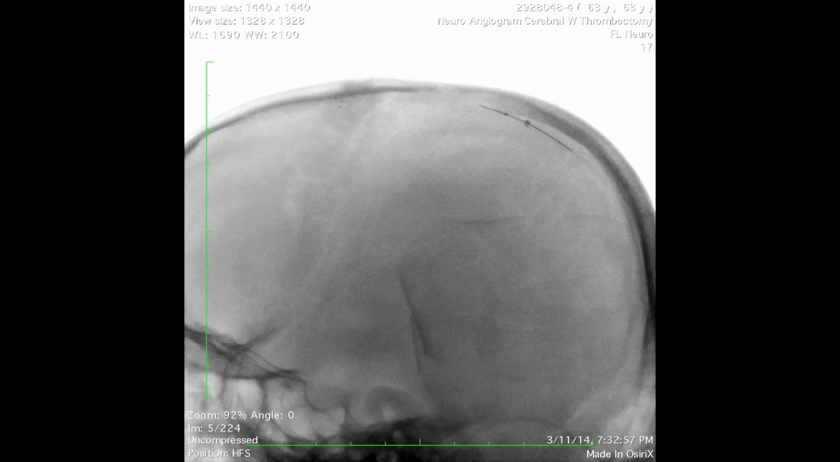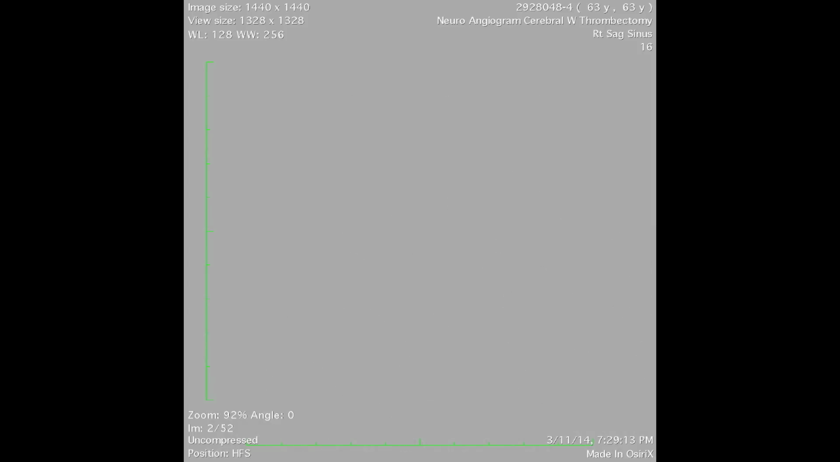So the suction aspiration thrombectomy was primarily done using a 5 Max ACE catheter, which was placed in the superior sagittal sinus. And on these views, you can see that the ACE catheter is in the superior sagittal sinus, and we've actually passed a Solitaire device through it. So a few more images demonstrating the Solitaire device in action.